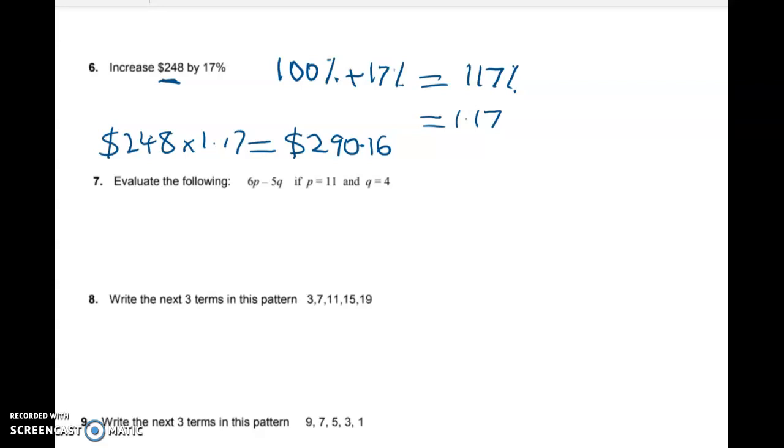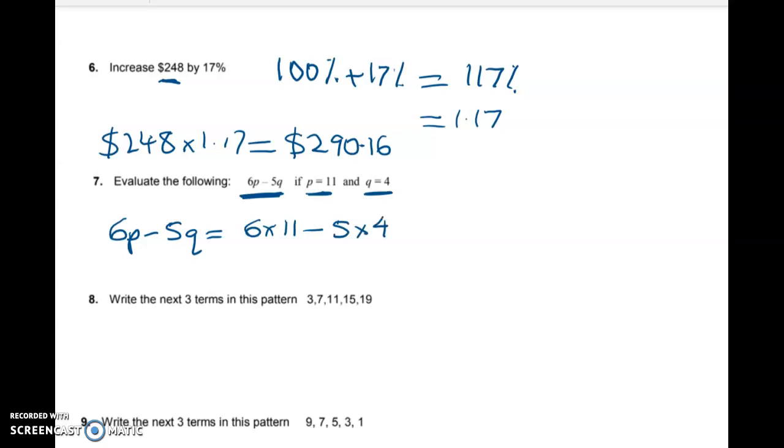The next question is an algebra one, really, really important skill, which is substituting into an expression. So we're given this expression, 6p minus 5q, and we're told to evaluate it if p is 11 and q equals 4. So here's how we do this one. We've got 6 times p minus 5 times q. So we replace the p with 11, and we pop back in our times sign because we're back to working with numbers. And then we do the same thing for the q.